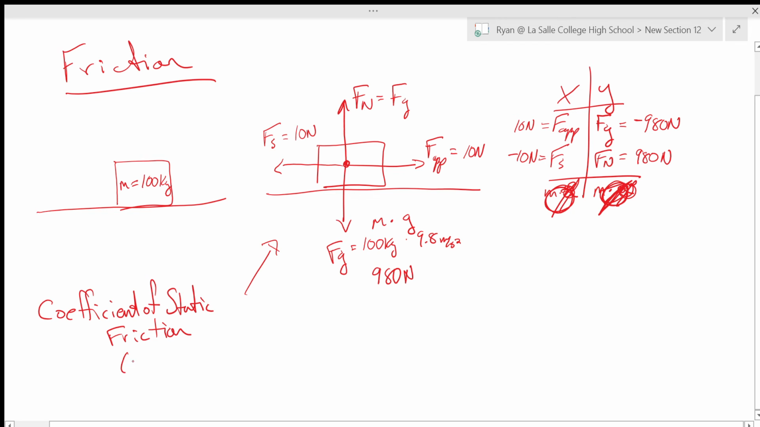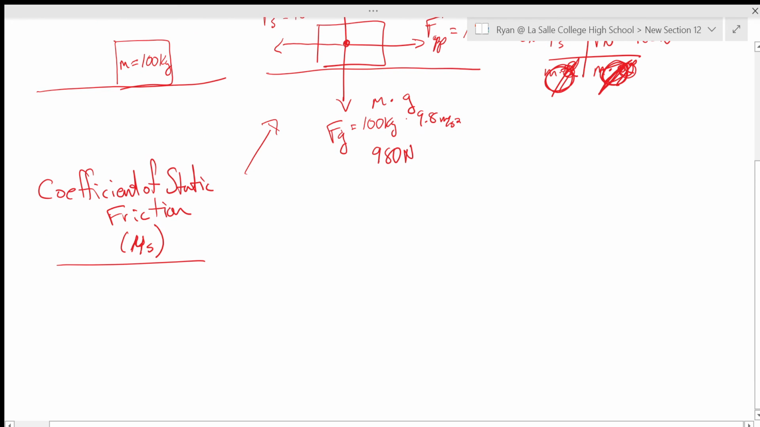Write this symbol. It's really a Greek letter called mu. It looks kind of like a U with a little tail on it. Okay, so the coefficient of static friction, this is the equation we wrote in our notes. It says the coefficient of static friction is equal to the maximum static frictional force over the normal force. Now, how do I know it was the maximum?